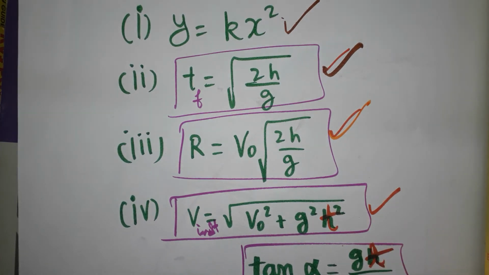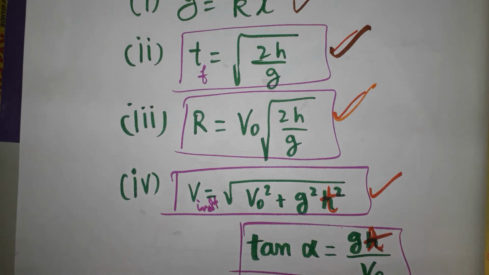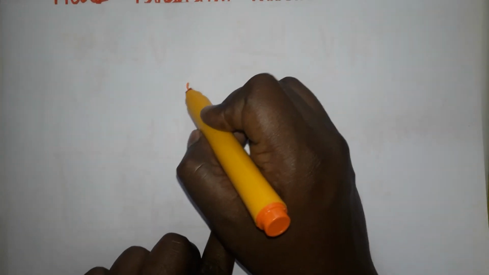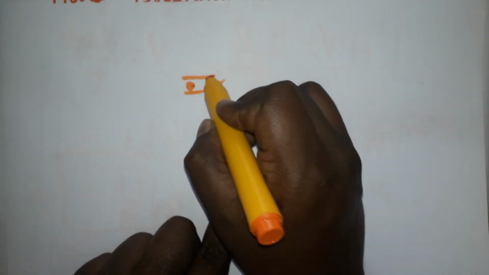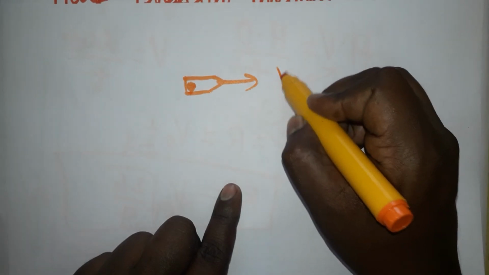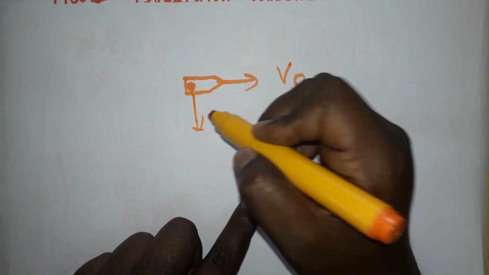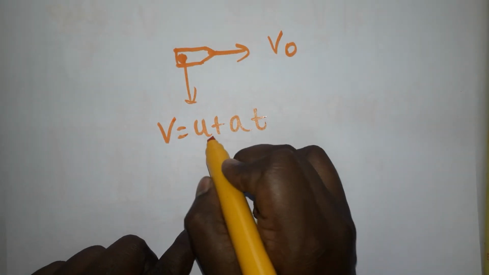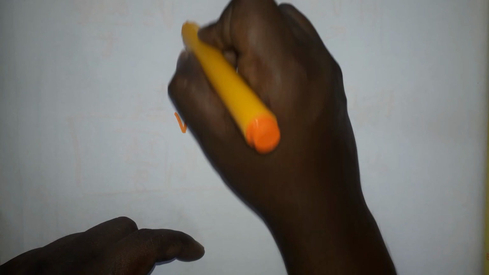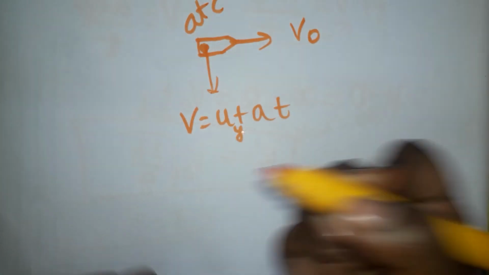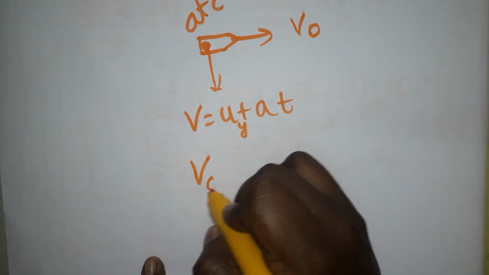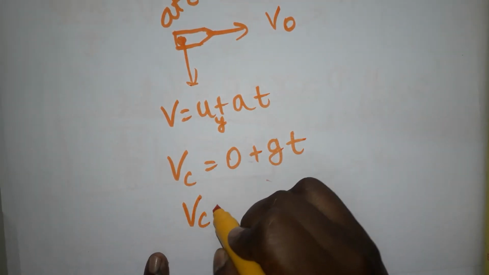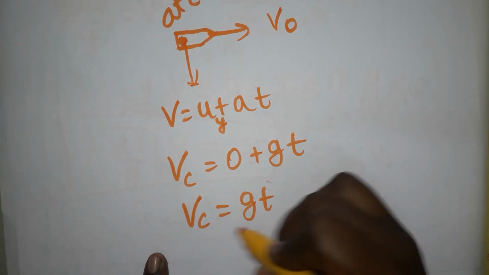Now the third one, instantaneous velocity. Velocity at a particular instant. At this point, what is the velocity? At c, the x-axis velocity is going to be constant, v naught. What is the y-axis velocity? v is equal to u plus at. The initial velocity on the y-axis will be 0. So the velocity at the point c, initial velocity 0 plus gt. So velocity at c is equal to gt. If you know the time, you can calculate the velocity at c.